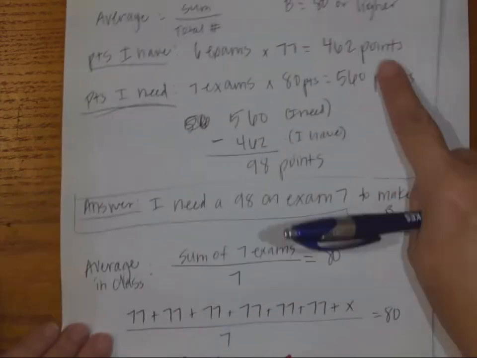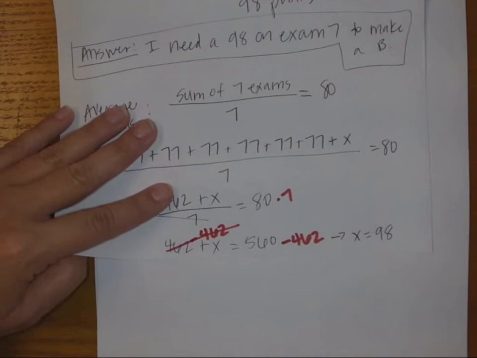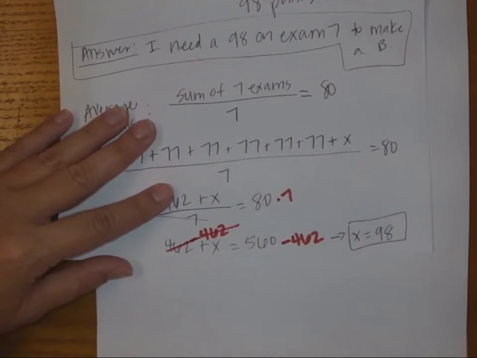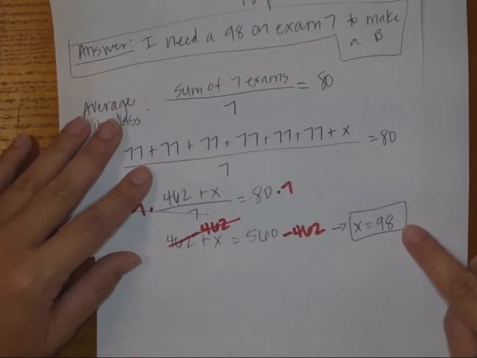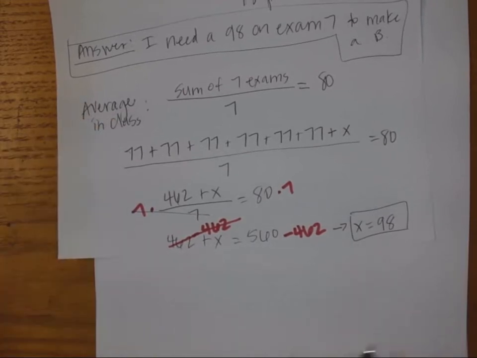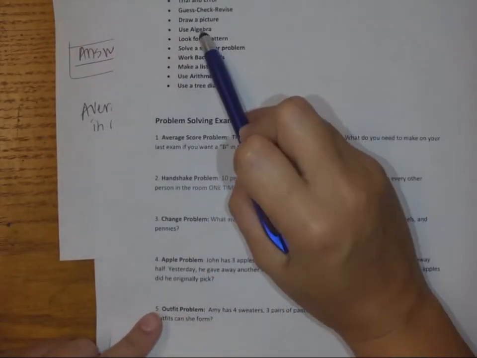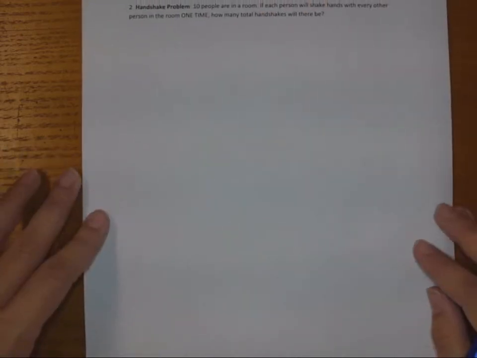Notice, those are points, the same thing we did before. X equals 98. So my answer, again, is the same thing: I need to make a 98 on my exam to make a B in the class. So 2 different ways to do that problem. The method we did first was using arithmetic, and algebra was the second one.